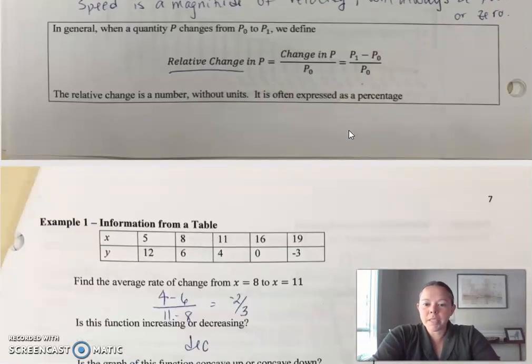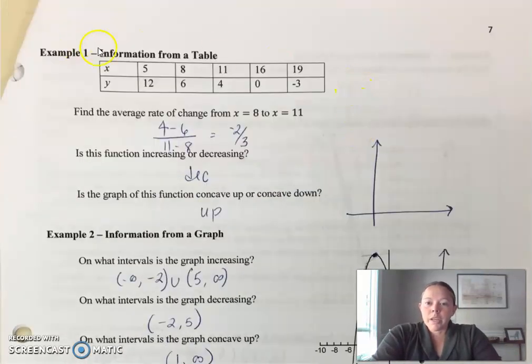So, okay, let's do some examples. Information from a table. Here's our table, and that's all the data you have to work with. Don't assume anything. Don't try to make up data in between. Don't make assumptions about what happens. From 5 to 8, lots of things could happen. So you just work with what you know. So find the average rate of change from x equals 8 to 11. Average rate of change, that's just slope. So use the data, 4 minus 6 over 11 minus 8, and there it is.